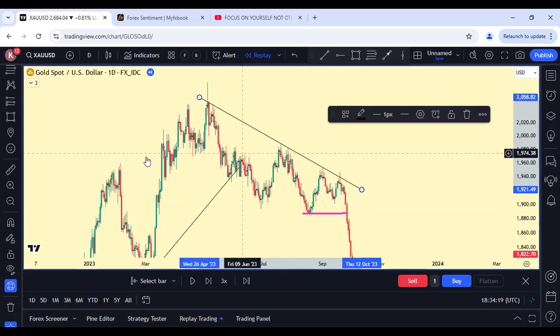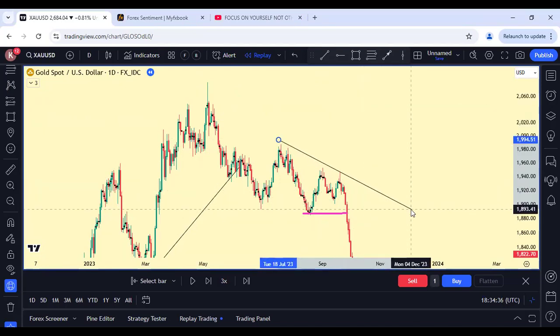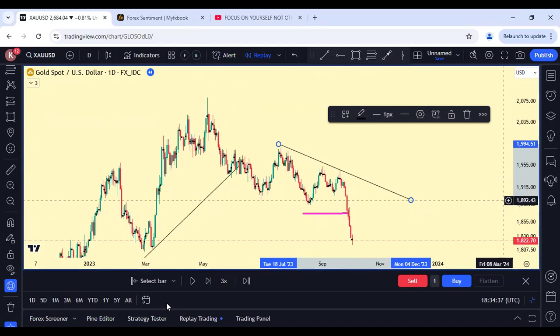We adjust it because the institutions are now focusing on these two highs. They are no more concerned about this one. It's a forgotten issue. So now we adjust the trend to this one, push it further. So let's keep moving.